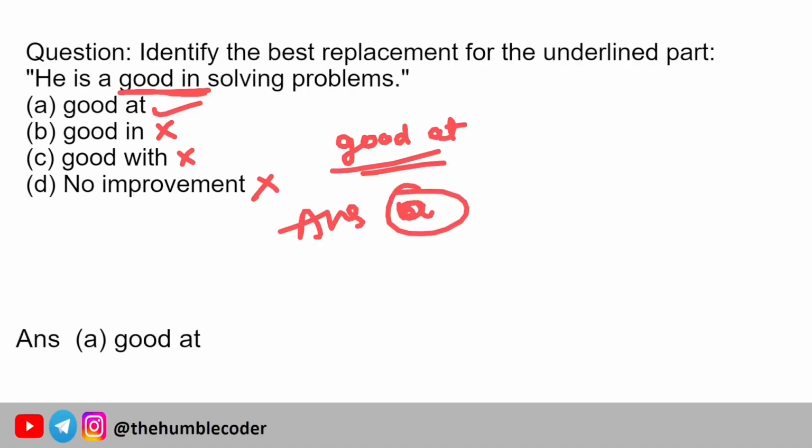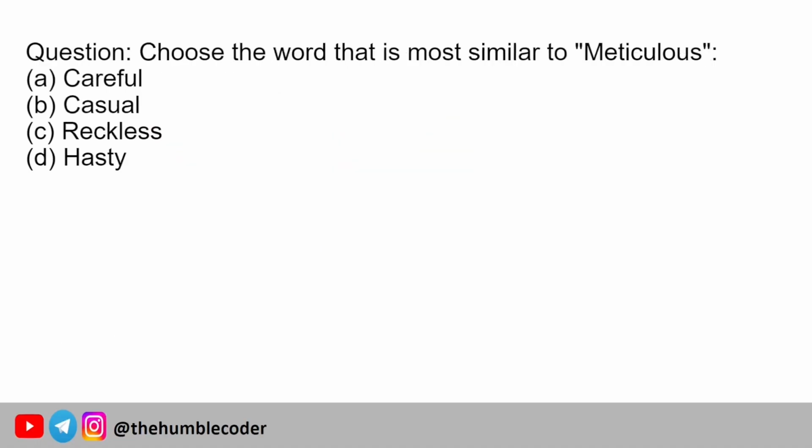Okay. Moving on to the next question now. Choose the word that is most similar to meticulous. And we have been given four options: careful, casual, reckless, and hasty. Meticulous means to do something with utmost carefulness. So that is why the correct option out of four is option number A, that is careful.